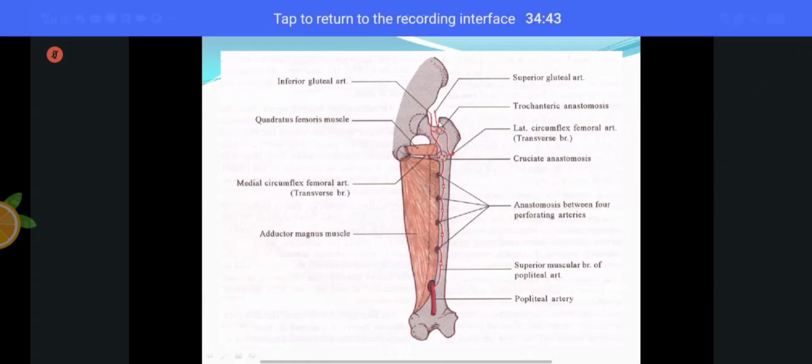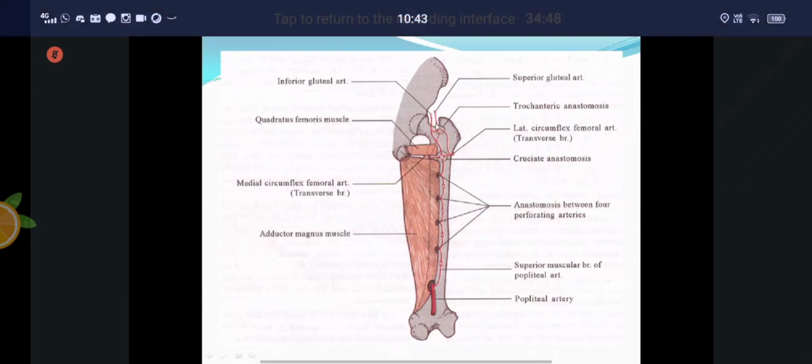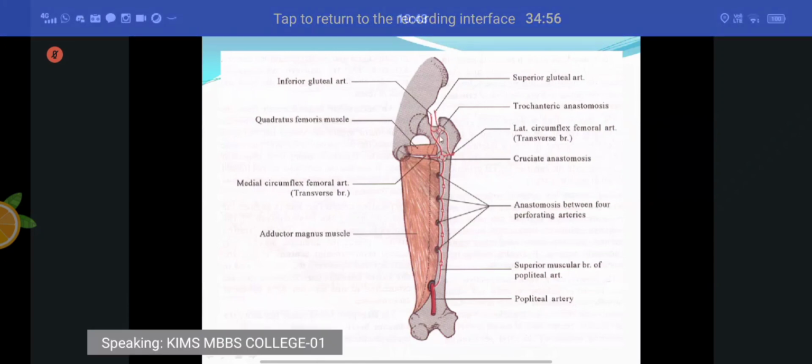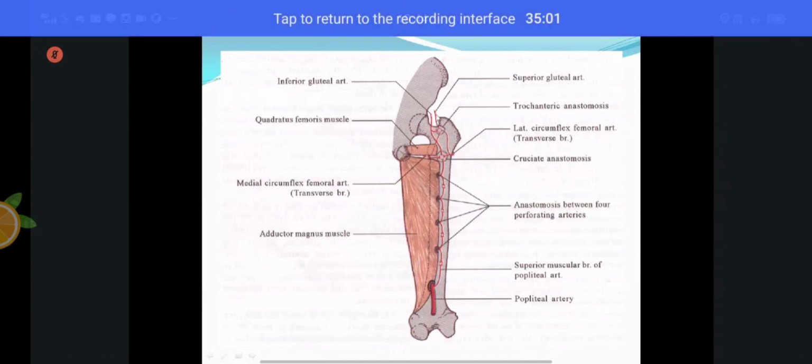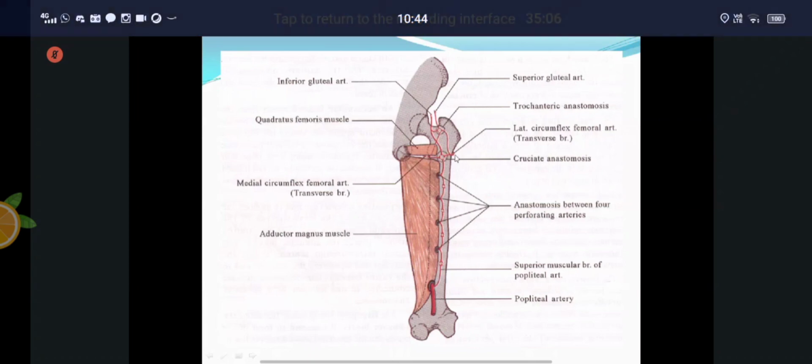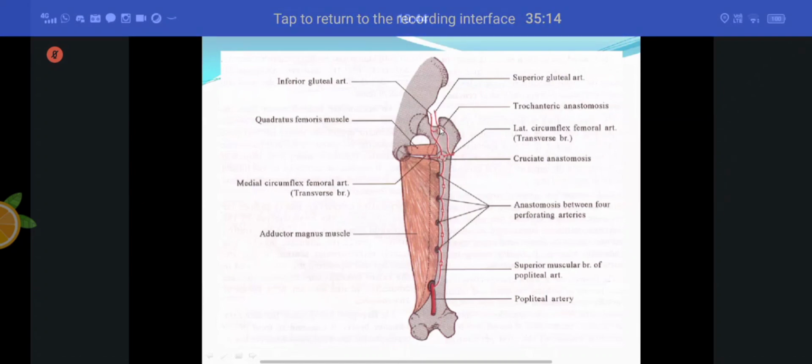So these are the branches which are taking part in the trochanteric anastomosis. So see in this diagram, two anastomoses are present. One is the cruciate anastomosis, and the second one is what? The trochanteric anastomosis, right? The branches from the superior gluteal, inferior gluteal, the ascending branch from the medial circumflex femoral, and the ascending branch from the lateral circumflex femoral artery form the trochanteric anastomosis. And the branches from here supply the hip joint, right?